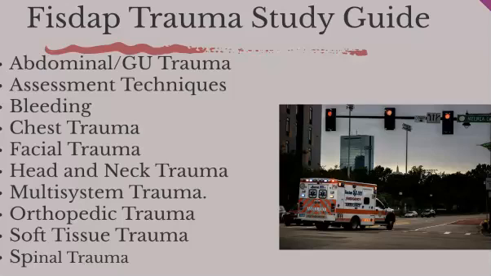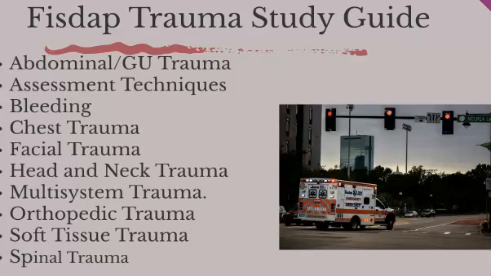So, abdominal trauma: we're going to identify and manage injuries to the abdomen. Assessment techniques: these are going to be key considerations and best practices in evaluating and managing trauma-specific patients. Then we'll talk a little bit about bleeding, so recognition and treatment of bleeding, both internal and external. Chest trauma and management of injuries to the chest, including blunt and penetrating trauma. Facial trauma, and this is going to cover addressing airway and other critical issues in facial injuries. And then head and neck trauma, and that's going to be managing injuries to, of course, the head and neck.